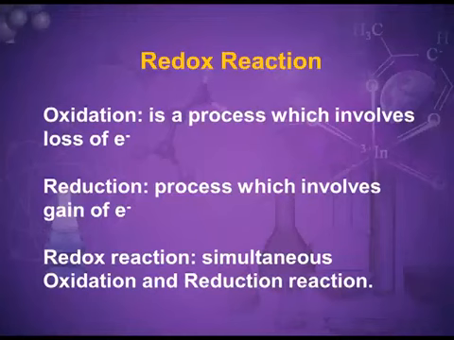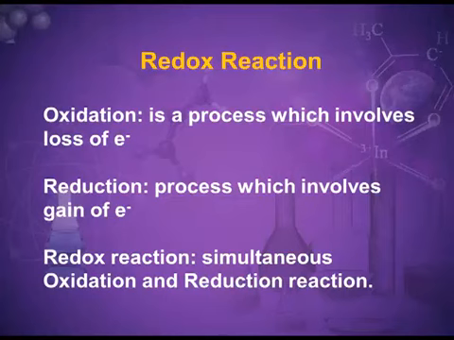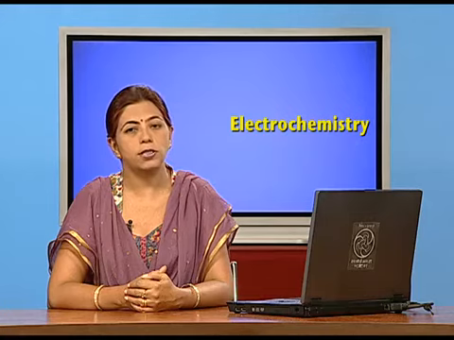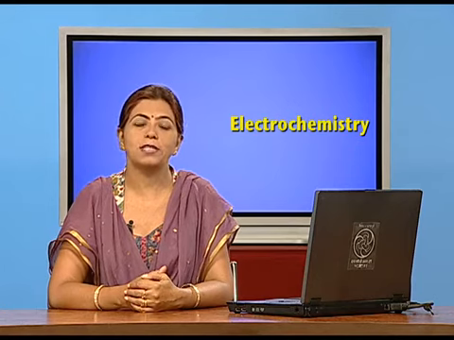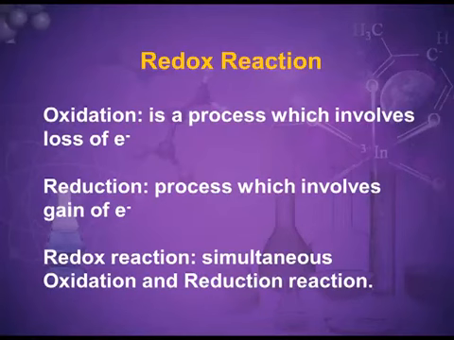Redox reactions you have already studied in class 11th, but before starting electrochemistry or telling you the working of an electrochemical cell, let me again give you a brief idea of the redox reactions. Oxidation is the process of loss of electrons by a substance. Reduction is the process of gain of electrons by a substance. Oxidation and reduction take place simultaneously, so we call them redox reactions.